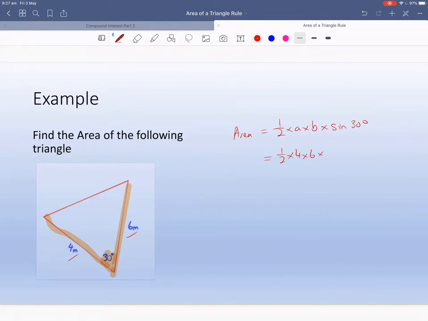Do you know what sine 30 is? We use this triangle here, and that's 30, and that's 60. Sine 30 is opposite over hypotenuse, so it's a half. So we end up getting 4 times 6 is 24, half of that is 12, half of that is 6. So the area is 6 meters squared because our units are meters.